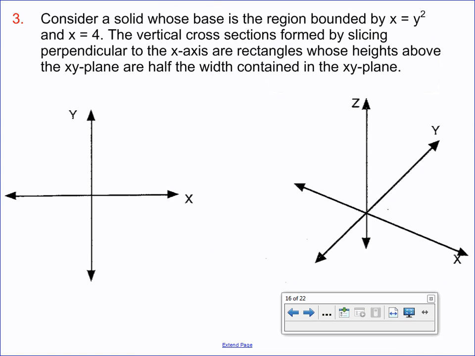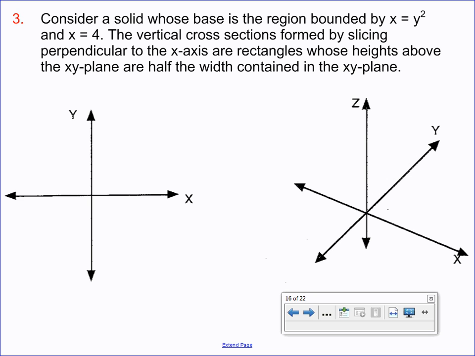Let's consider a solid whose base is the region bounded by x equals y squared and x equals 4. So let's go ahead and consider different solids. The key here will be getting a good picture so we can visualize it enough to write a formula for the area of a cross-section, and then change that formula into a function of x that I can integrate across the range of possible slices.